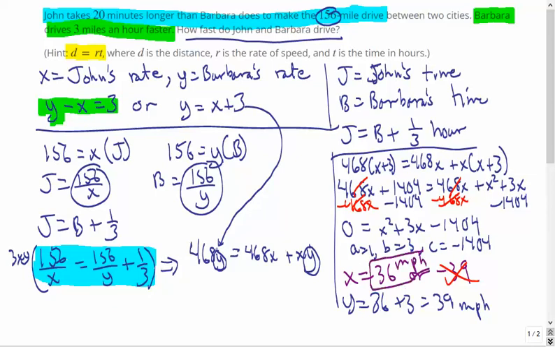So here are our solutions for John and Babs. And that is the end of that problem.